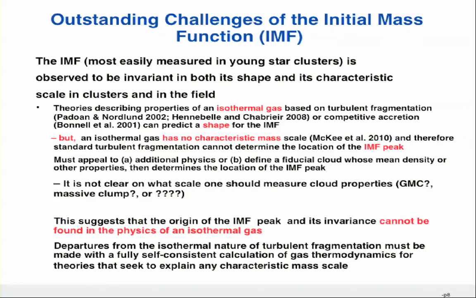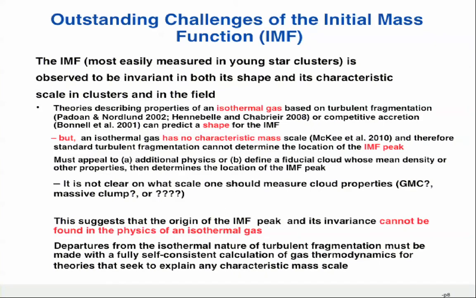Now, the outstanding challenges of cluster formation bring with them outstanding challenges for the IMF. The IMF is most easily measured in young clusters, and it's observed to be invariant in both its shape and its characteristic scale in the clusters and also in the field. Theories that describe the properties based on an isothermal gas, on turbulent fragmentation or competitive accretion, can predict the shape for the IMF, but an isothermal gas, as we've shown in 2010, does not have a characteristic mass scale. As a result, standard turbulent fragmentation based on an isothermal picture can't determine the location of the IMF peak.